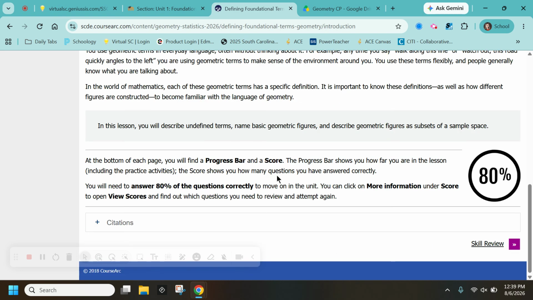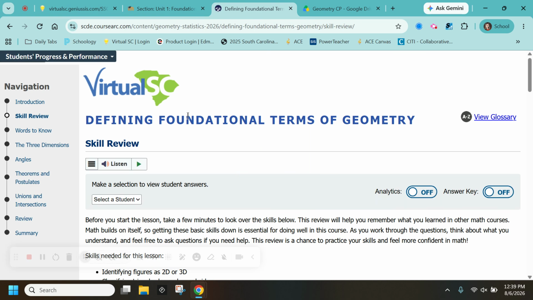Just a couple things to point out. You do have to score an 80% or higher to move on within the unit, and you can view the progress bar and score down here. So let's start with a skill review.